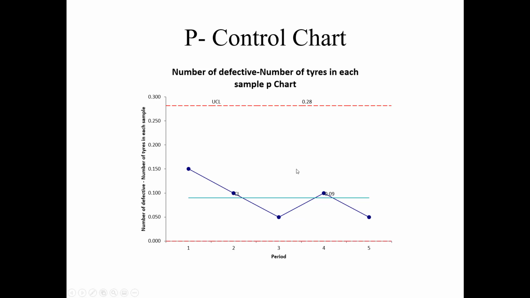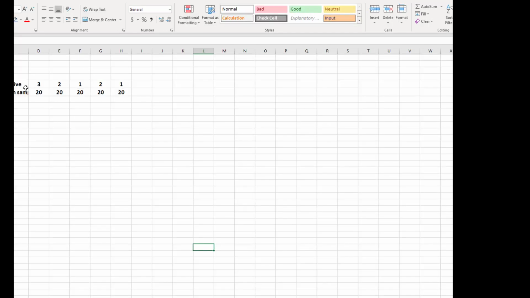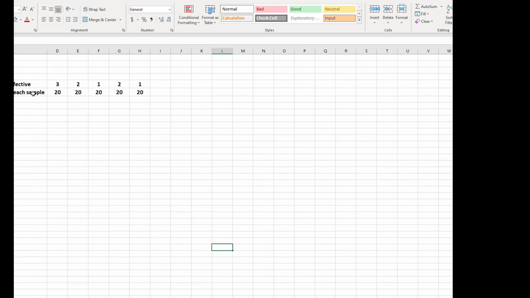Now I am just going to show you how you will use Excel, specifically QI Macros, in order to construct a P chart. So you can see that this is the same example. We have the number of defectives and number of tires in each sample. The inspector from the first warehouse takes 20 tires. Among those tires, 3 are defective. From the second sample, there are 2 defective, and from the third sample, in each sample there are 20 tires, 1 defective, 2 defective and 1 defective.